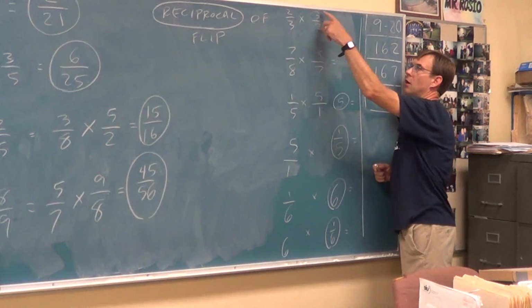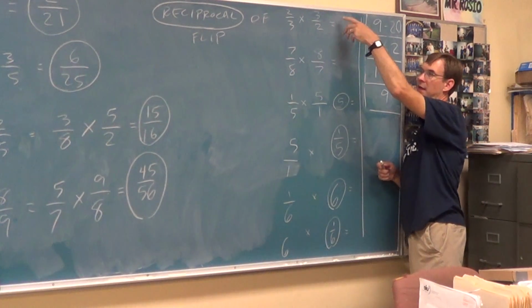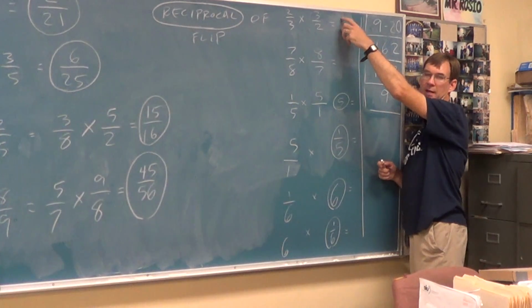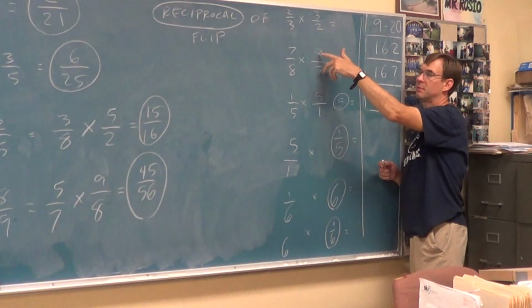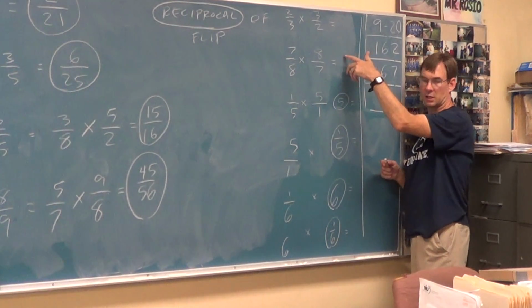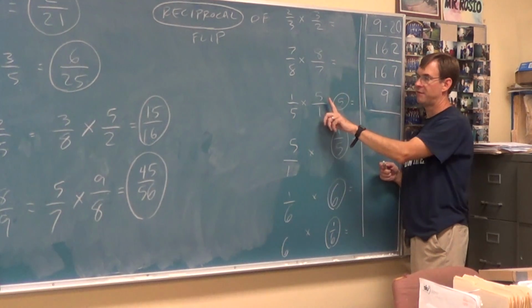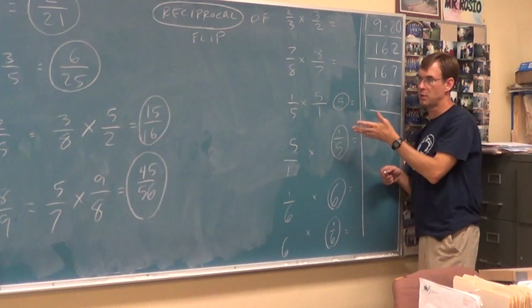If you came straight across, you get 6/6. That's the type of fraction we learned about yesterday. That's the same as 1 when the top and bottom are the same. 7/8 times 8/7 would make 56/56. That's 1. 5/5 when you multiply across would be 1.